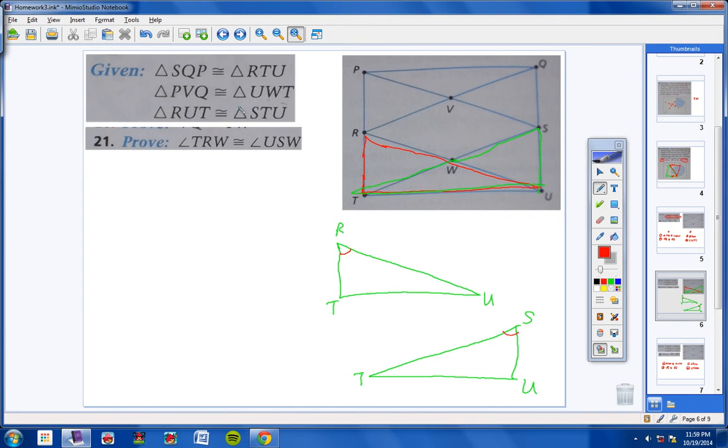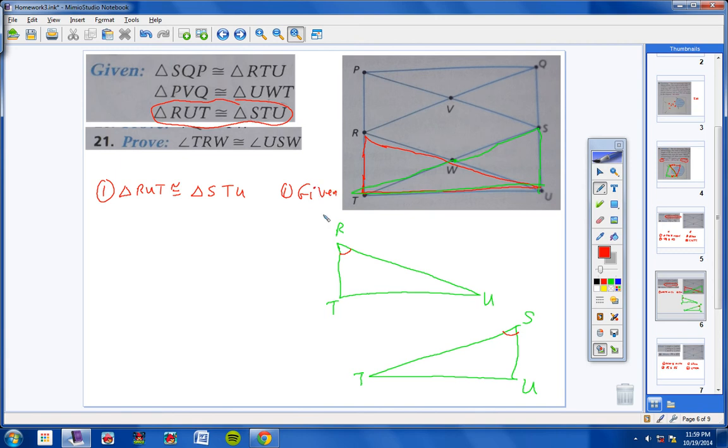Now, do we have any statements in our given dealing with triangle RTU? Yes, right here. And triangle STU? Yes, right here. See that? So right here we have something in our given that deals with these two triangles. Okay, so let's see if that helps us. So I would state, number one, my given: triangle RUT is congruent to triangle STU. And of course, that's your given.